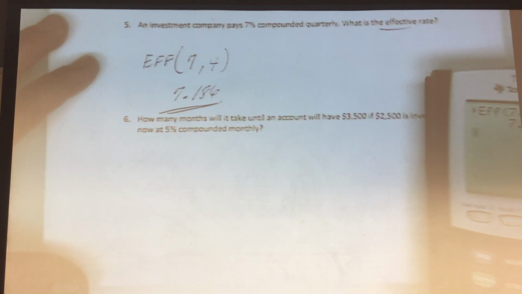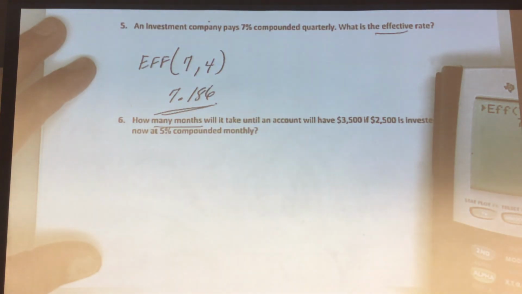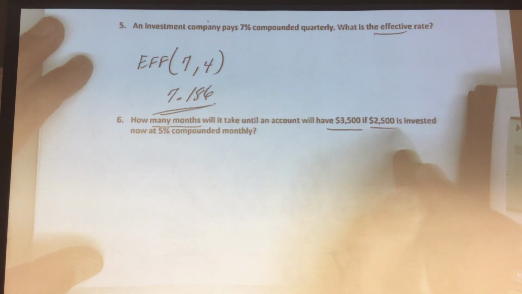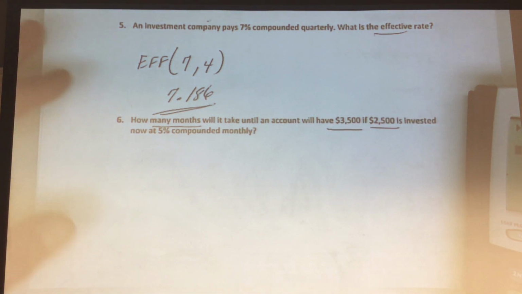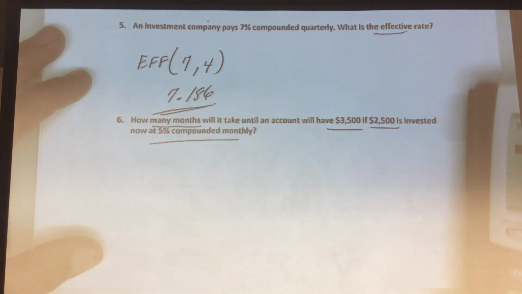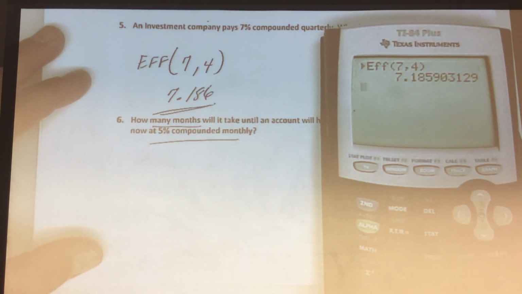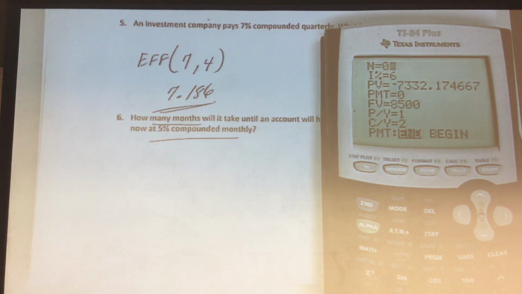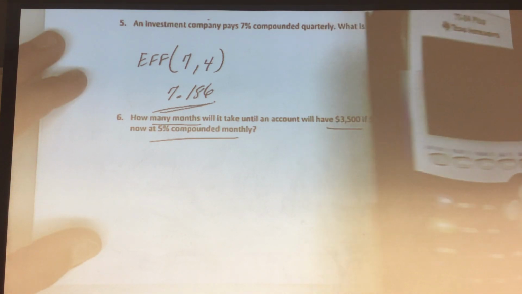Number 6, how many months will it take to have an account that will be $3,500 if $2,500 is invested now at 5% compounded monthly? So we go to apps, finance, TVM solver. Here we're solving for the time, how many months. So let's place that as 0 for now.